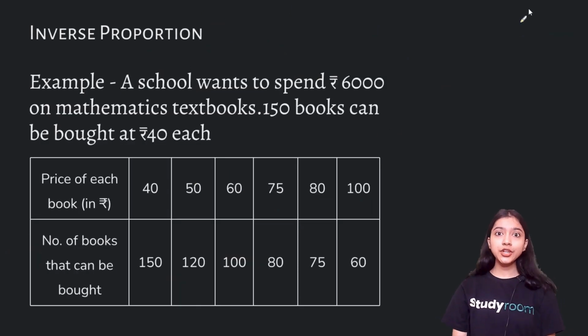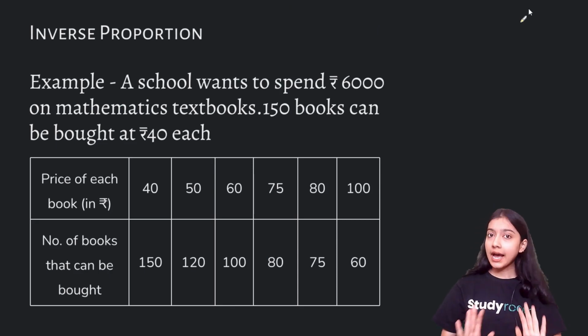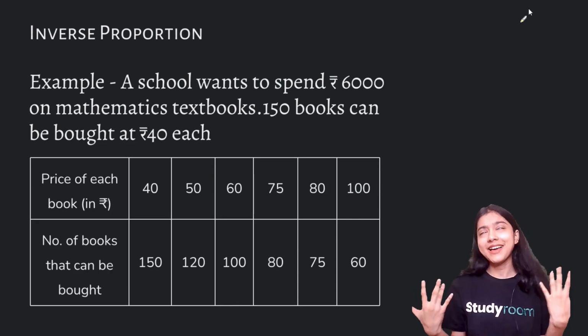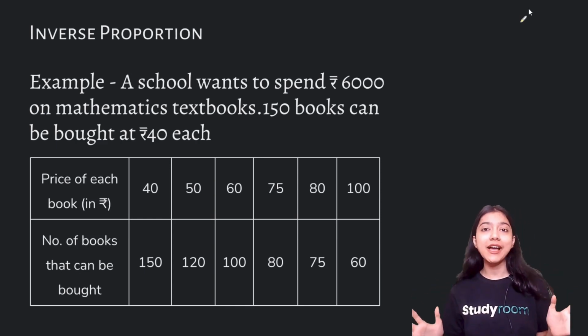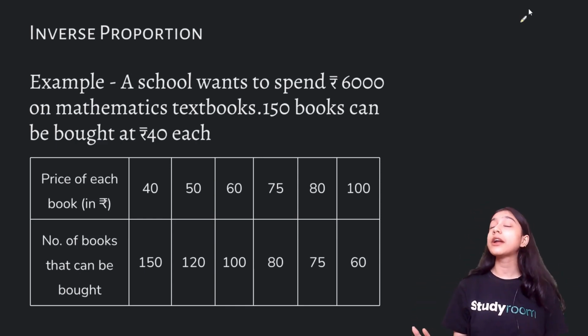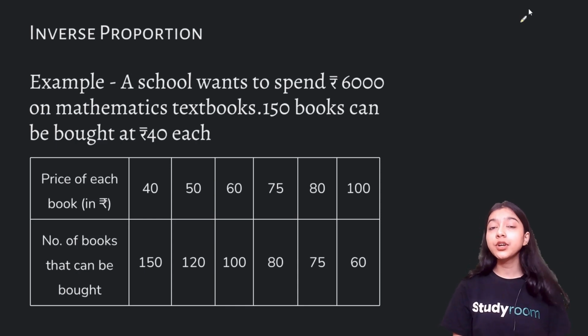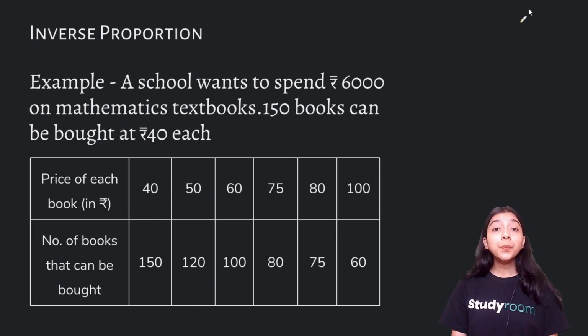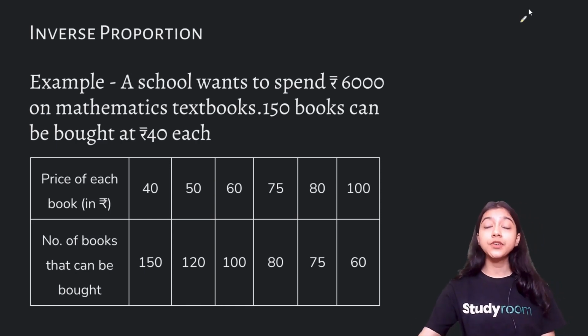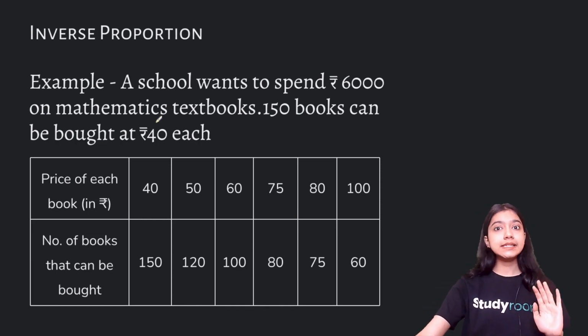Now let us consider another example of inverse proportion. A school has a maximum of ₹6,000 to spend on mathematics textbooks. Just consider that I am the authority of the school and I have a maximum of ₹6,000 to spend on mathematics textbooks. Now, the first observation that has been given to us is that ₹40 is the price of each book. If ₹40 is the price of each book, then how many books will I be able to buy? The total amount that I can spend is 6,000.